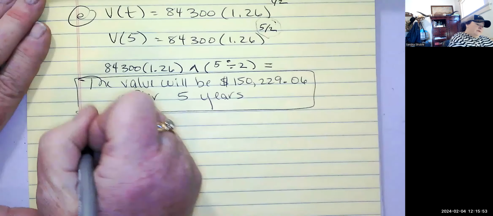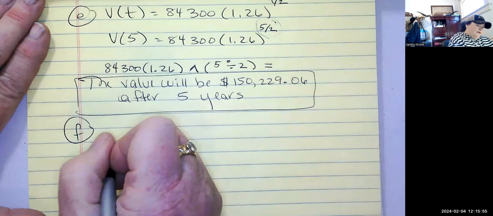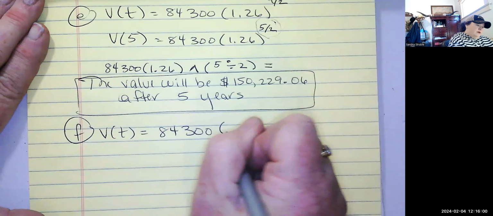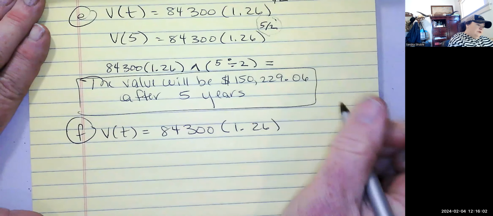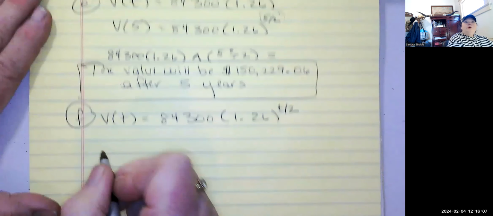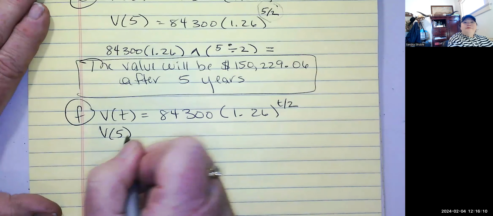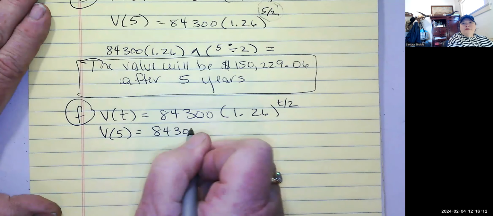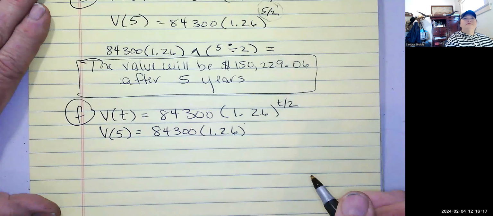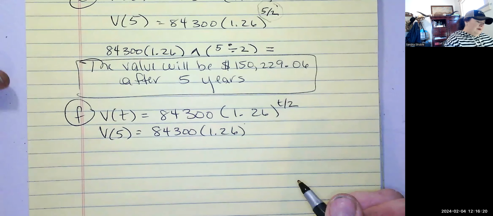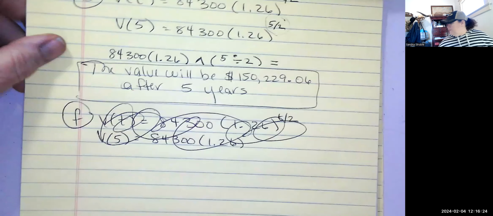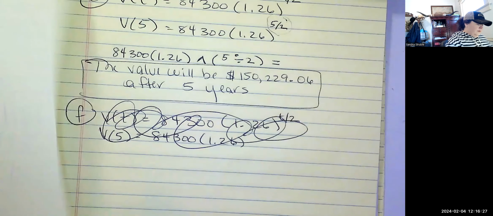Okay, the next one is F. F is V of T is equal to 84,300, 1.26, this one's growing every 2 years. We want to know what it is after 5. So 84,300, 1.26 raised to the, oh, I already did this one. Oh, I'm doing E again. I'm so sorry, y'all. Let me go find F. Oh, here it is.